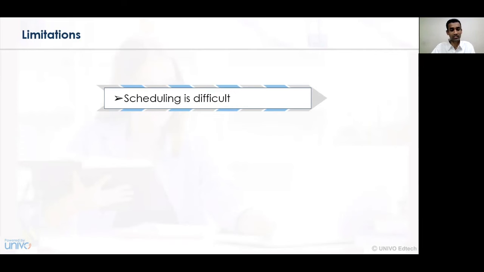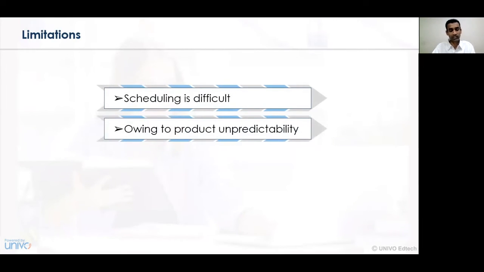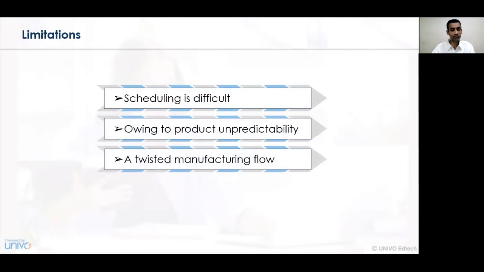And hence, for scheduling, the job shop has a certain amount of limitation owing to product unpredictability. Another limitation is that the product cannot be predicted: what quantity will be produced, what the efficiency will be, what the potency will be, and what the quality of the product manufactured at a particular stage will be. Hence, product unpredictability with respect to various factors is a limitation, and one cannot come to a conclusion about how those products can be fulfilled.